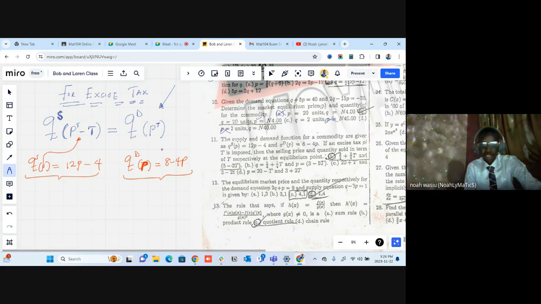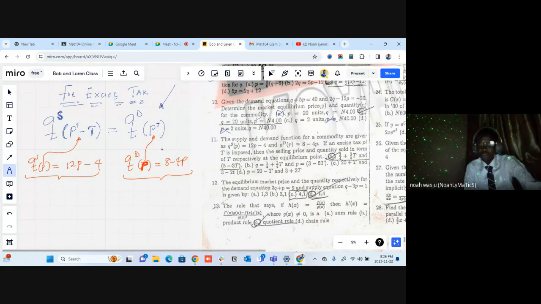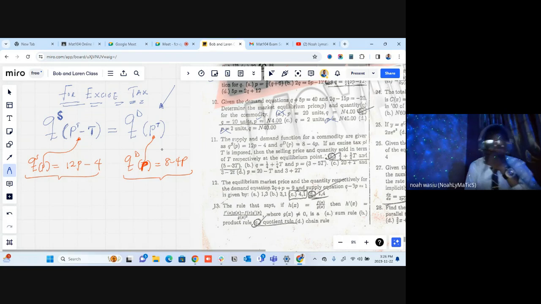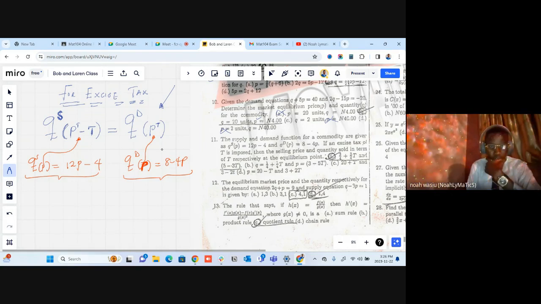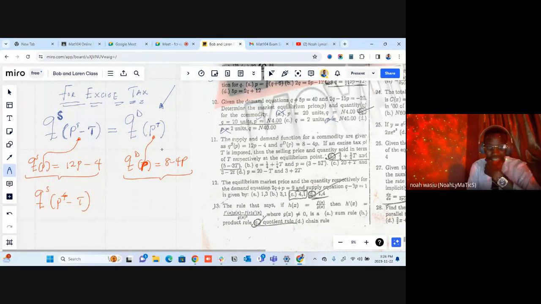And for QD of P, wherever I see P, I will insert P raised to the power of T inside this equation. So this is still on question number 11. Now, how are we going to look for this? If I want to look for QS of P raised to the power of T, you have to master this definition. Please master this definition. I have my reason for that. Then this is QD of P raised to the power of T.